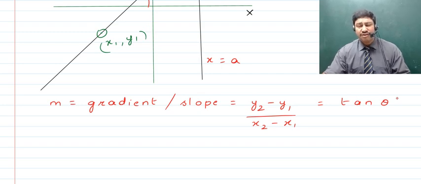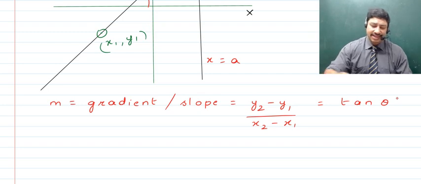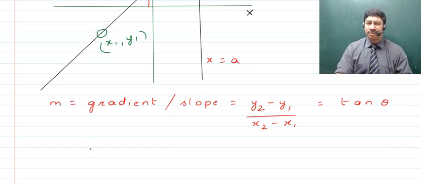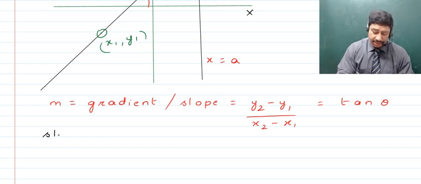Now if we've got to find out the equation of the line, then we normally find it out in some ways. The first way is the slope intercept form.